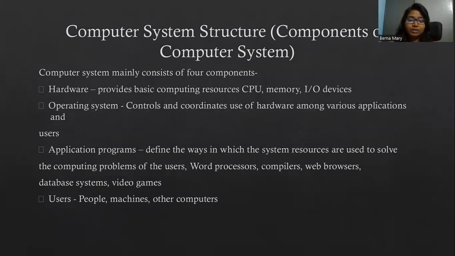A computer system consists of four components. They are hardware, operating system, application programs, and users. Hardware basically provides computing resources: CPU, memory, and I/O devices. The operating system controls and coordinates the use of hardware among various applications and users. Application programs define the way in which the system resources are used to solve the computing problems of users: word processor, compiler, web browser, database system, video game. Users are people, machines, and other computers.